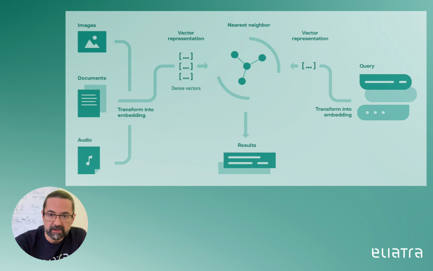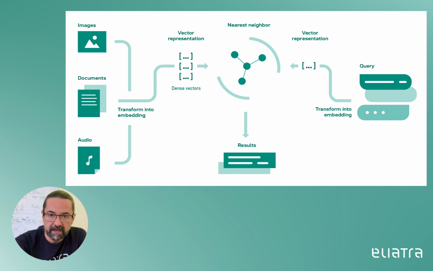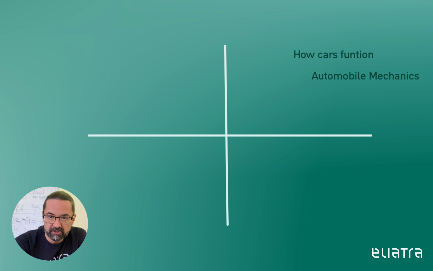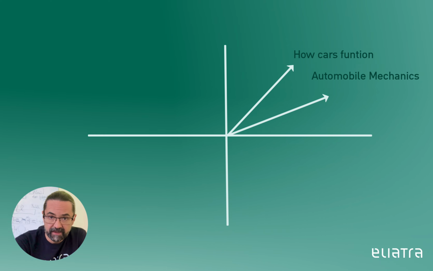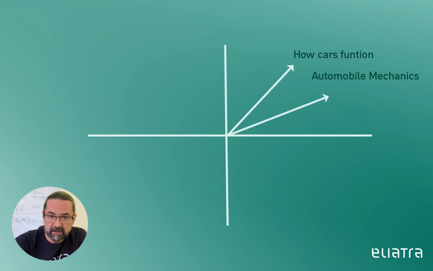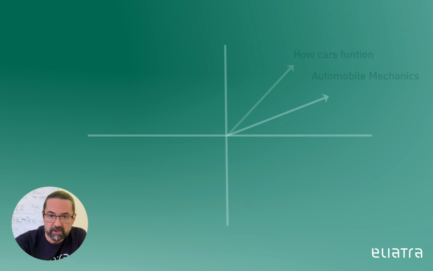When you search for information, your search query gets converted into its own vector embeddings. The system then uses k-nearest neighbors, KNN, to find documents whose vectors are mathematically closest to your query vector. Instead of just matching exact keywords, this approach finds content with similar meaning, even if different words are used. For instance, a search for how cars function would match documents about automobile mechanics because their vectors would be neighbors in this space, making search results much more relevant to what you're actually looking for.